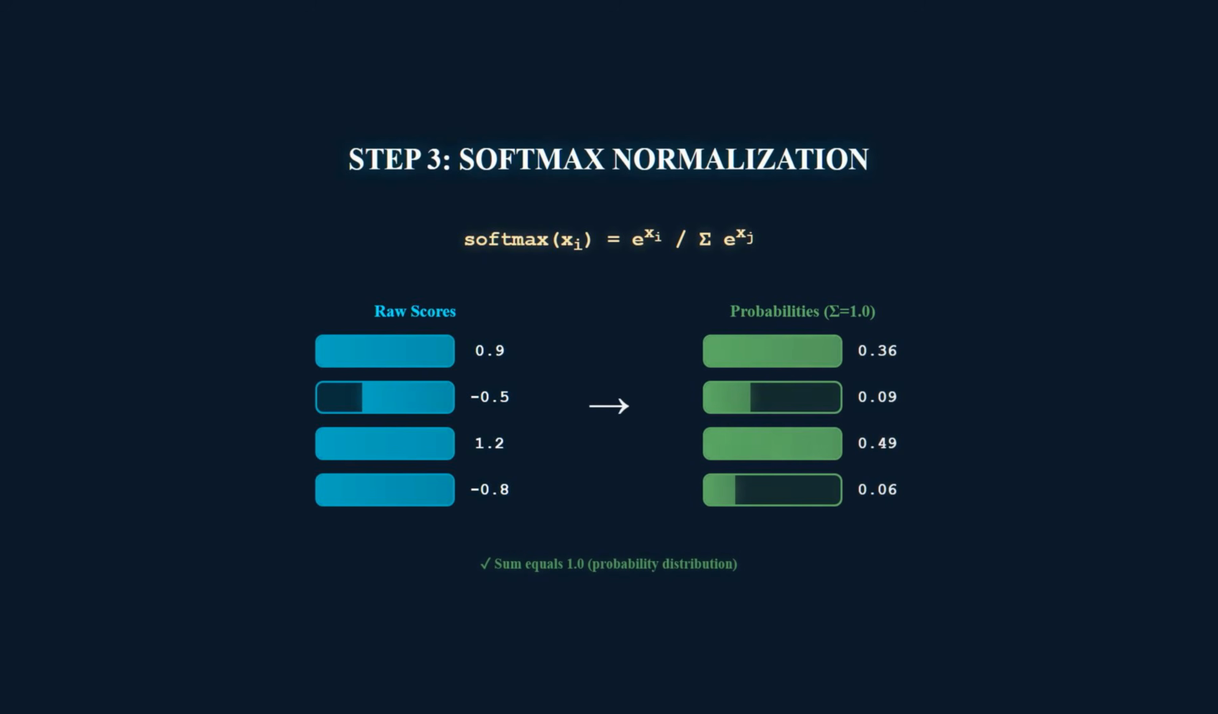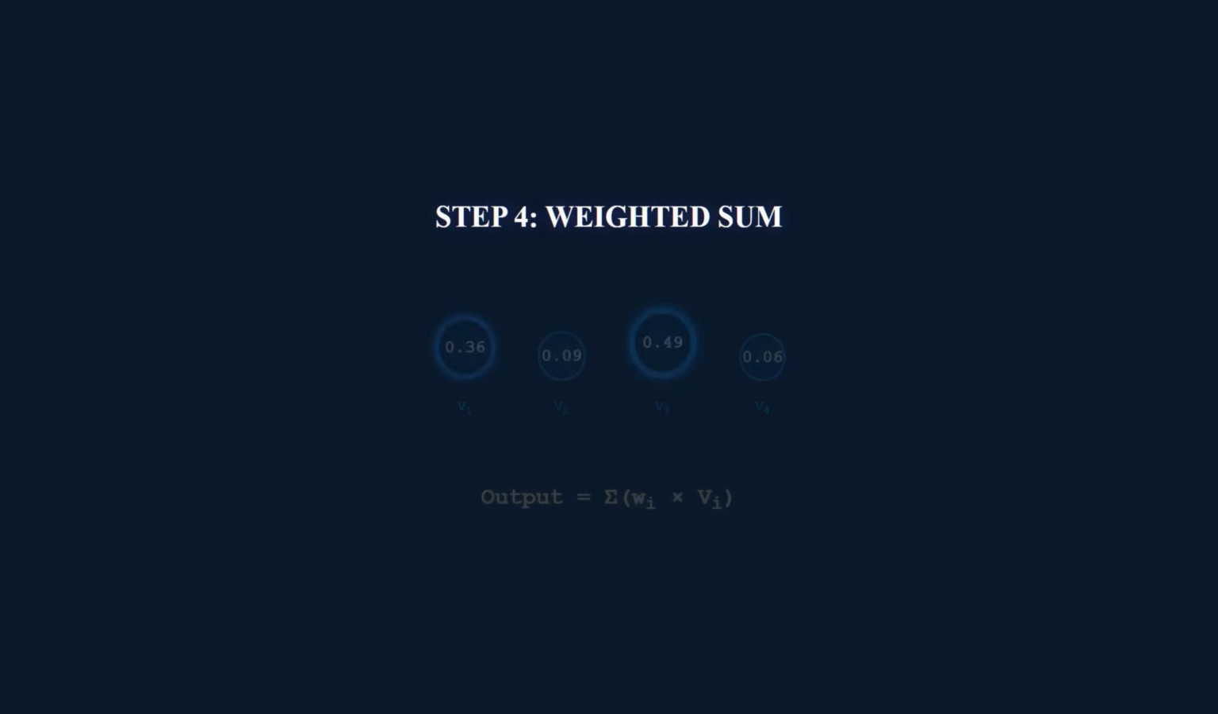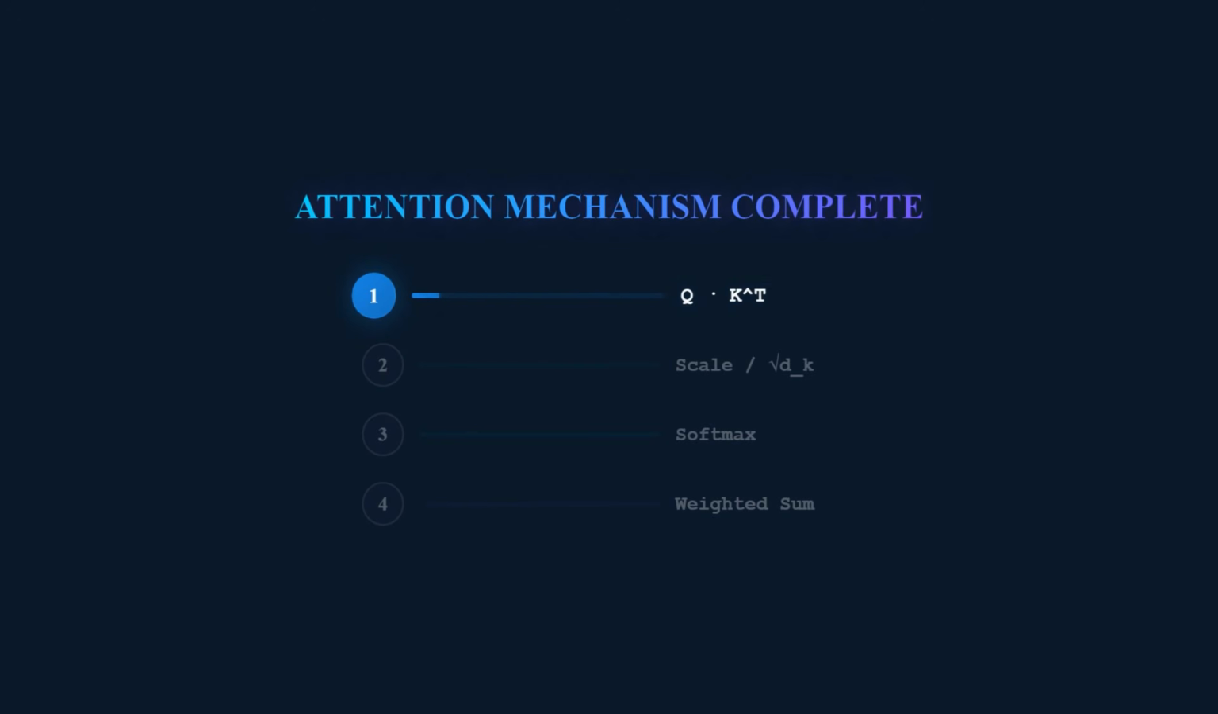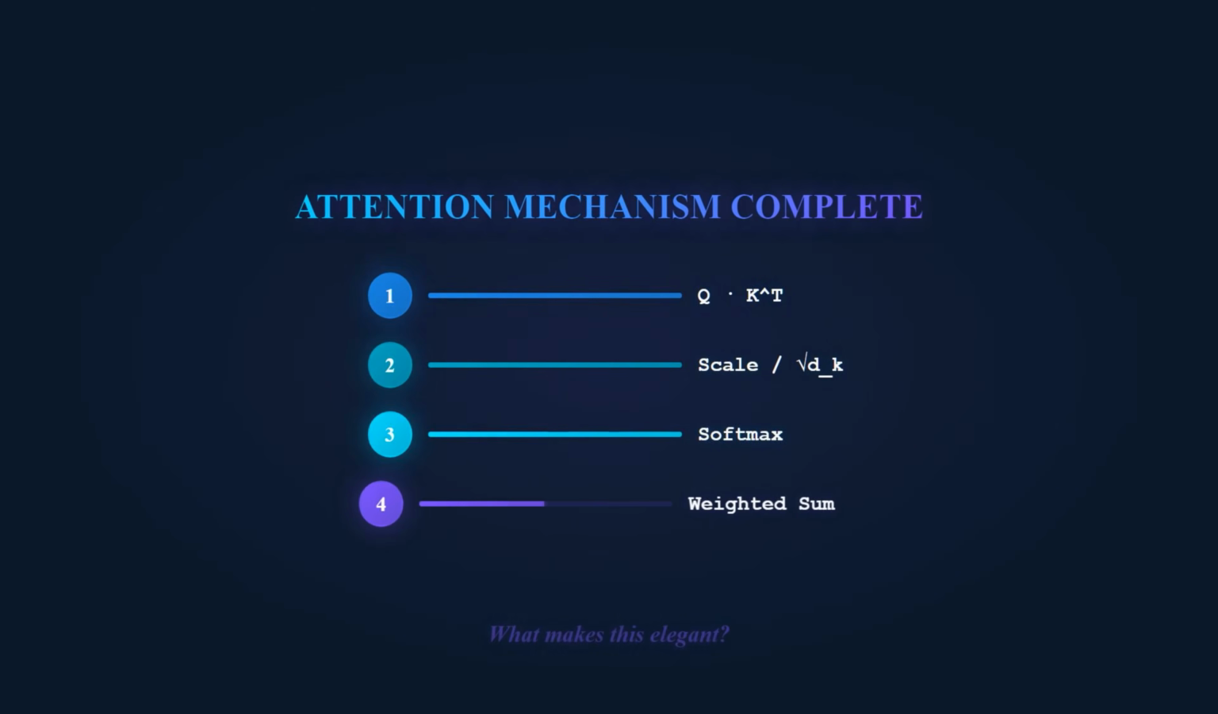Now, each position has a probability distribution over what to attend to. High scores become high probabilities. Low scores, nearly 0 attention. Finally, step 4. Use these weights to aggregate the values. We multiply our attention weights with the value matrix and sum.